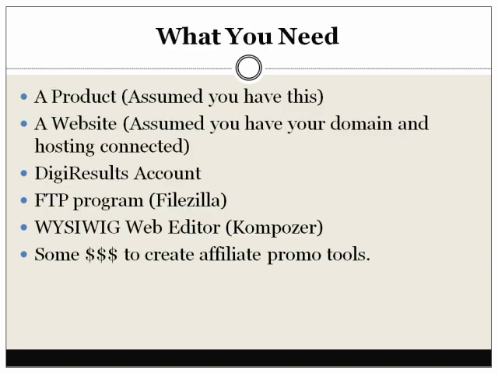So here's what you're going to need. You're going to need a product, which I assume that you have a product, and I assume that you have a website and that your domain is connected to your hosting. So from this point on, I'm going to show you everything else, assuming these two conditions. You're also going to need to have a Digi Results account. So if you don't have one already, go ahead and go to digiresults.com and create an account.